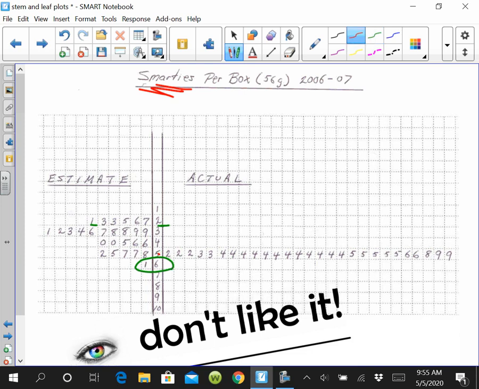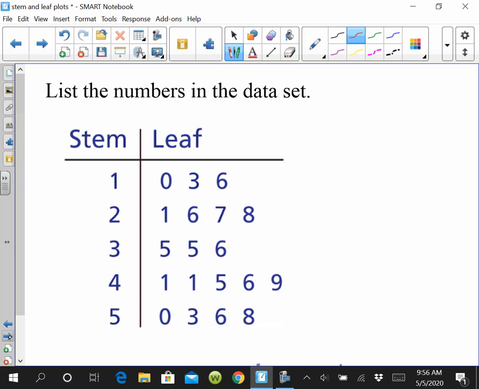59, and that happened twice. There's two 59s. And I would say the mode here, the most common number of Smarties in the box, was 54. And that happened a whole bunch of times. That's a split stem and leaf.